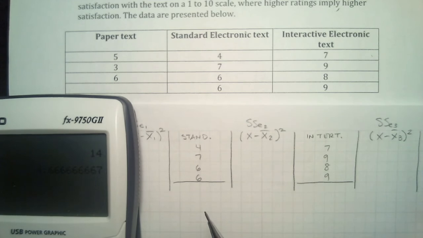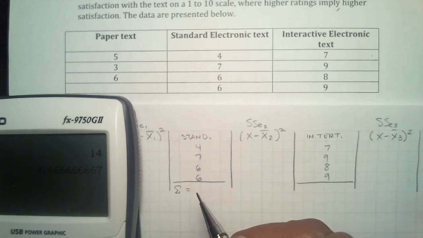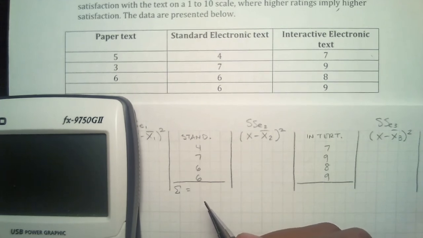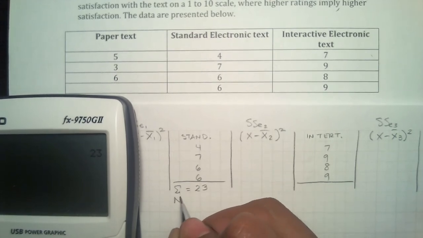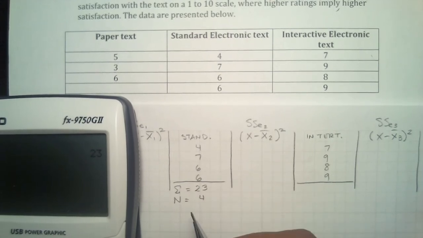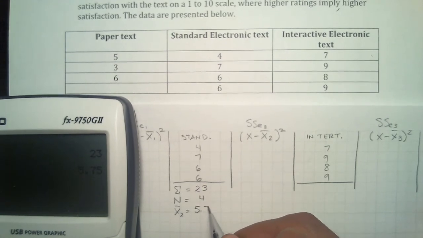So I'll do that same thing for my second group. So 4 plus 7 plus 6 plus 6 is 23. N is 4. Therefore, my mean of the group is 23 divided by 4, 5.75.